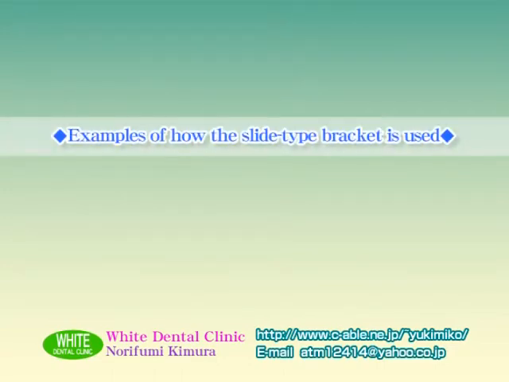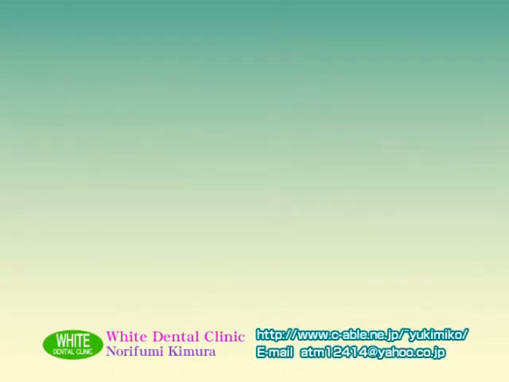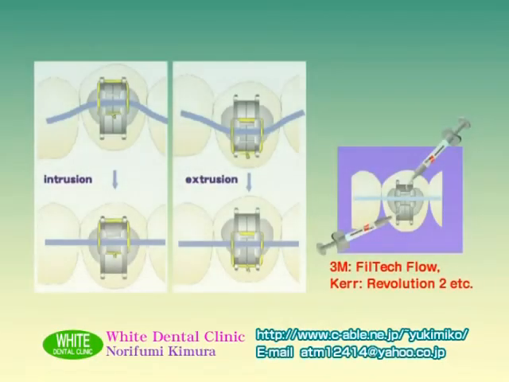Examples of how the slide type bracket is used. Intrusion of the premolar can be performed by attaching a ligature wire to the occlusal hook of the sliding plate and the cervical hook of the bracket, followed by proper tension application. Extrusion can be performed by attaching a ligature wire to the opposite hooks, followed by pressure application. The addition of abnormal forces during eating may cause the ligature wire to detach due to sliding of the bracket. Consequently, the ligature wire should be attached in the extruding direction during intrusion or in the intruding direction during extrusion and should be slightly fixed.